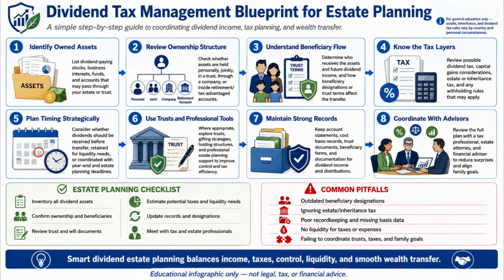However, there are common pitfalls to avoid. One mistake is keeping outdated beneficiary designations. Another is ignoring estate or inheritance tax. Some people also fail to keep proper records or miss important cost basis data. Others do not keep enough liquidity available for taxes, expenses, or estate settlement. A major mistake is failing to coordinate trusts, taxes, and family goals together.